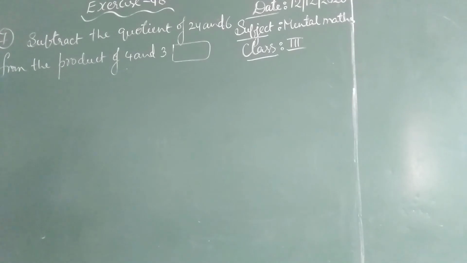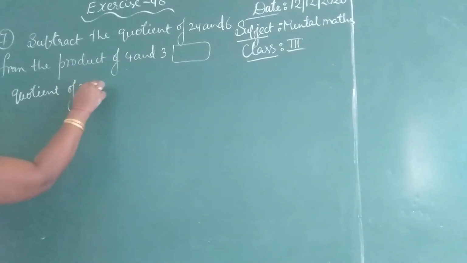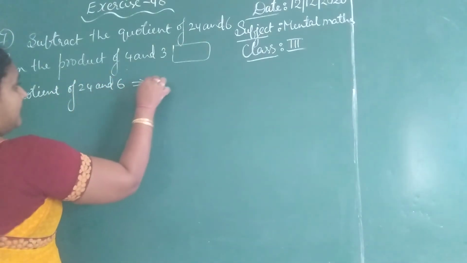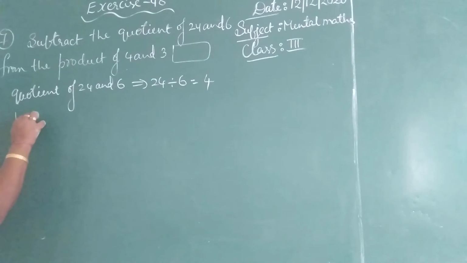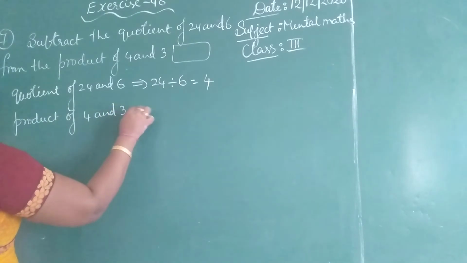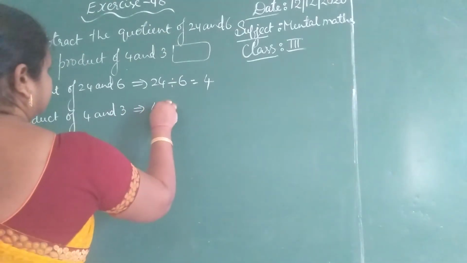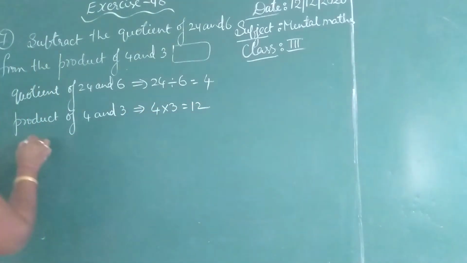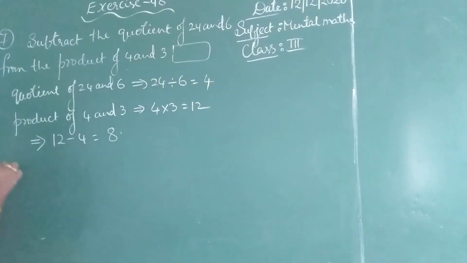First, you have to find the division of 24 and 6 and the product of 4 and 3. The quotient of 24 and 6 means 24 divided by 6. 6 4s are 24, so it is 4. Next, the product of 4 and 3. What is the product of 4 and 3, children? 4 into 3. 4 3s are 12. Here they are asking us to subtract: 12 minus 4. What is 12 minus 4, children? 8.